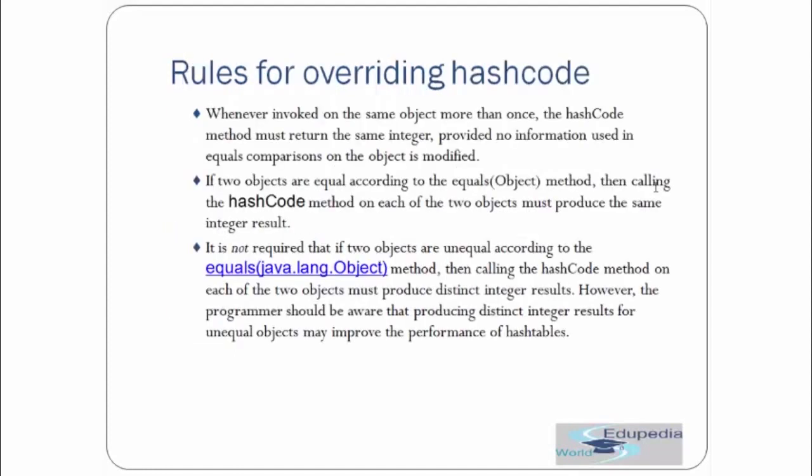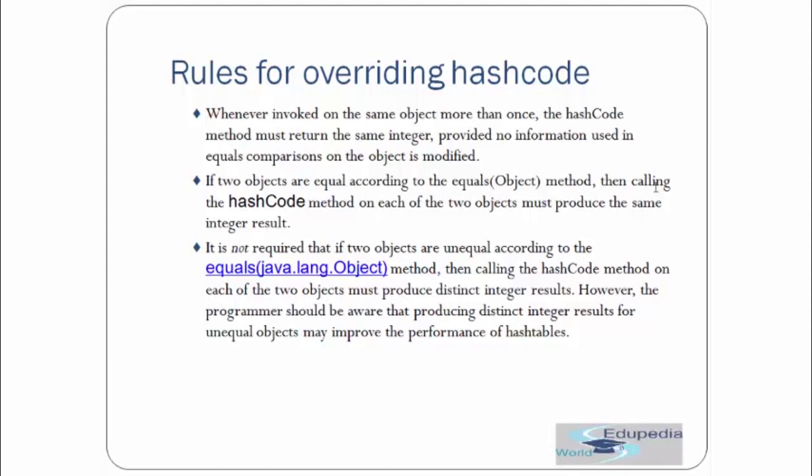Now let's see the contract between equals and hashcode. So let's see what are the rules of overriding hashcode. Whenever invoked on the same object more than once, the hashcode method must return the same integer, provided no information used in equals comparison on the object is modified. So when we say the two objects are same, your hashcode method must return the same integer. So you should not modify your equals method.